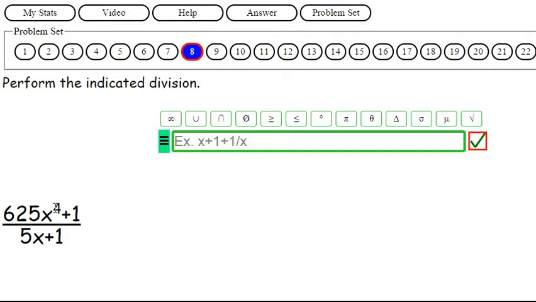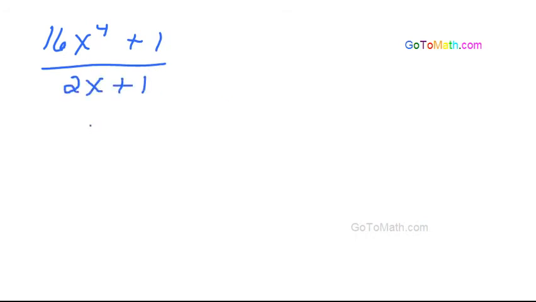8.2. Does that not look like 8 point? Let's do some different numbers here. That looks like a good one there. Okay, we'll do that. That other one was pretty much the same problem. 16x to the fourth plus 1 over 2x plus 1. Alright. 16x to the fourth plus 1 over 2x plus 1. Right.